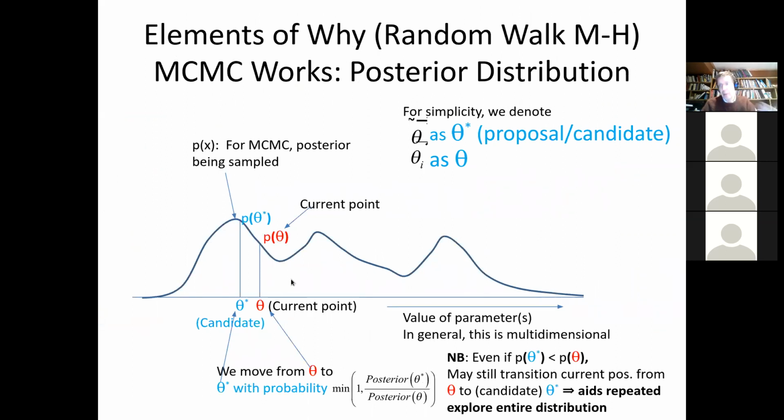And by sampling from it, we can get lots of plausible parameter values. Ones that are especially plausible will be sampled a lot, so we'll get lots of them. And ones that are less plausible will be sampled less often, so we'll get fewer of them.